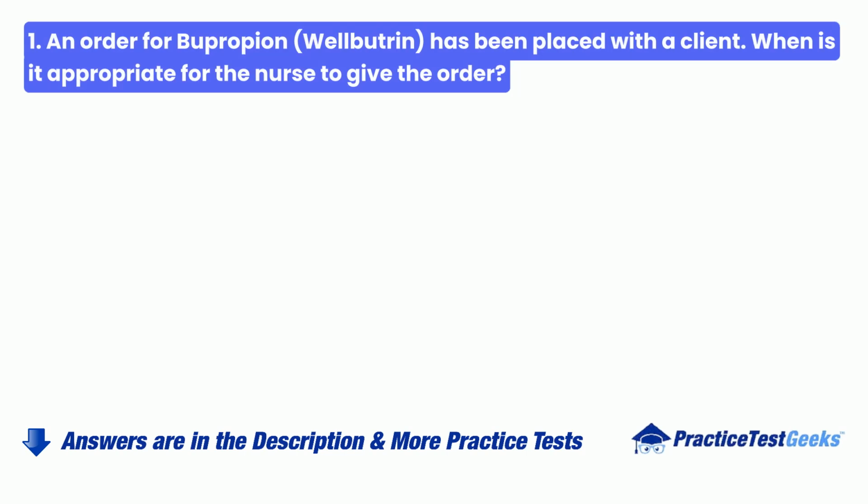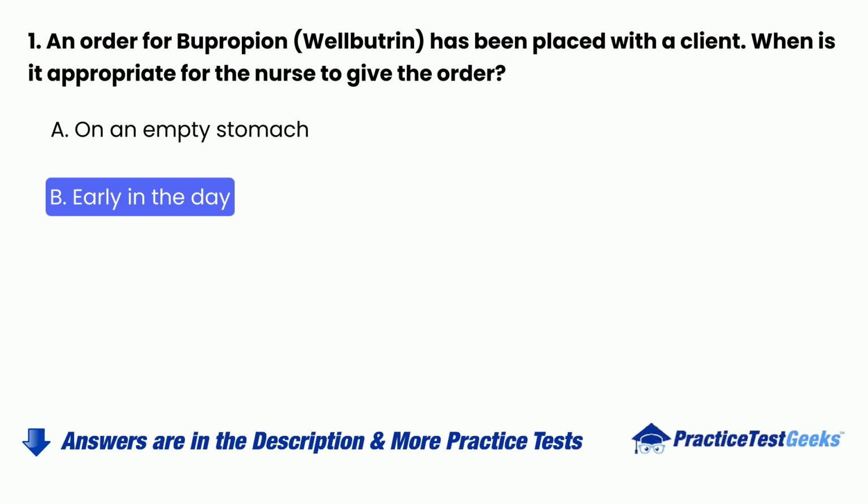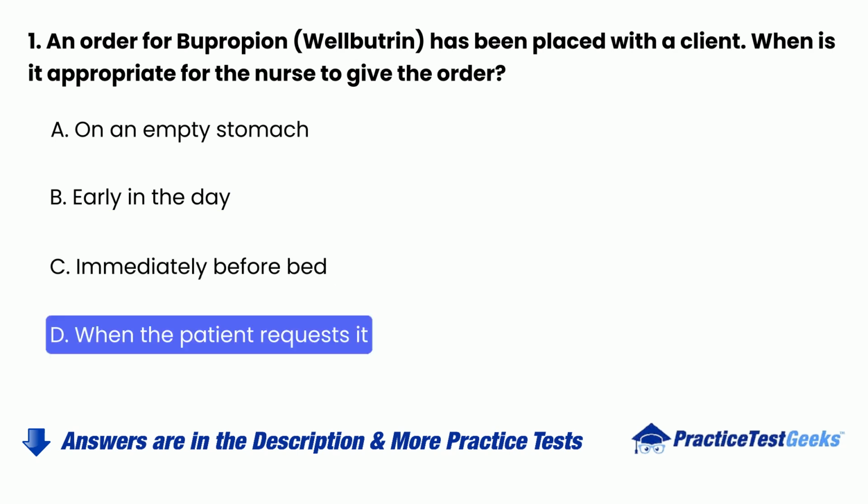1. An order for bupropion or Wellbutrin has been placed with a client. When is it appropriate for the nurse to give the order? A. On an empty stomach. B. Early in the day. C. Immediately before bed. D. When the patient requests it.